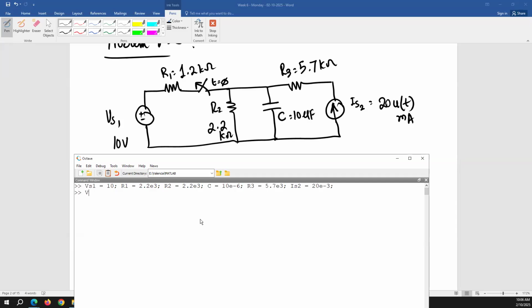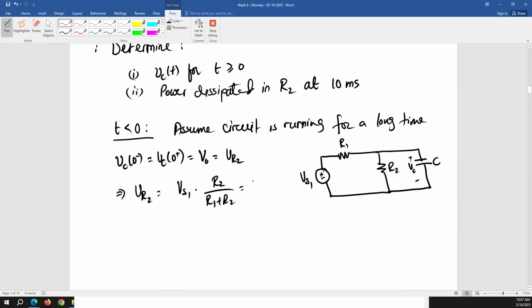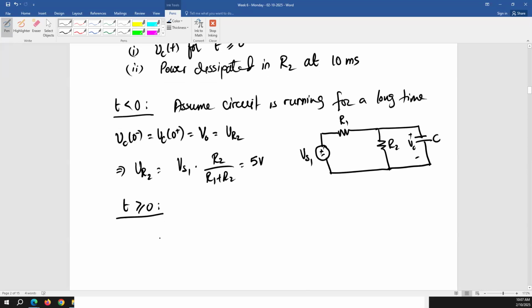Okay, so V naught is Vs1 times R2 divided by R1 plus R2, which is 5 volts. That's my initial value of the capacitor voltage. All right, for t greater or equal to 0, the first part we're going to do for the capacitor voltage is the capacitor steady state value plus the capacitor voltage natural response.